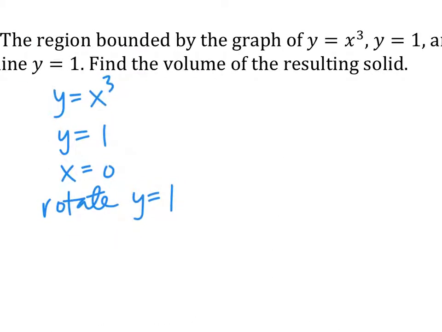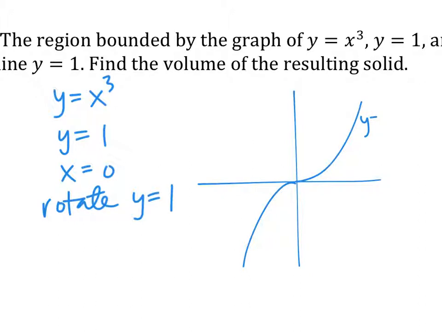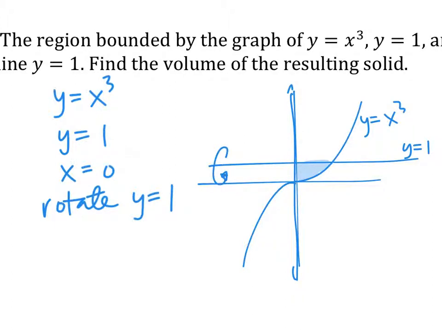Okay, draw a picture. Y equals x cubed is this one. Y equals 1 is this one. X equals 0 is this one. So the region that's bounded is this one. We're going to rotate around y equals 1. So this is my new axis. It's not x-axis, not y-axis. It's actually another line, which is okay. We're going to rotate around here. So this is the shape I want.